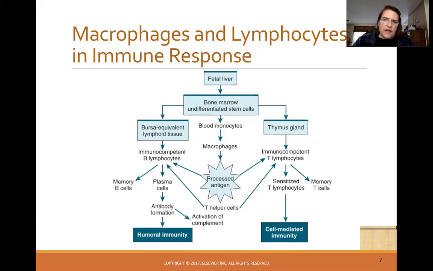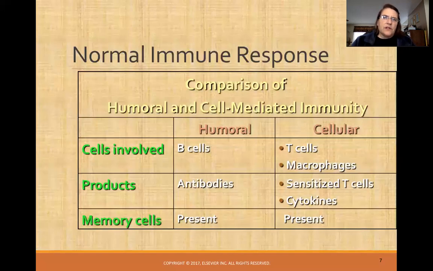The next two slides are going to be a comparison of what humoral and cellular or cell-mediated immunities do, or what their components are. So in humoral, the cells involved are the B cells. In cellular, the cells involved are the T cells and the macrophages. The products involved in humoral are antibodies. In cellular, they're sensitized T cells and cytokines. Memory cells are present in both humoral and cellular.